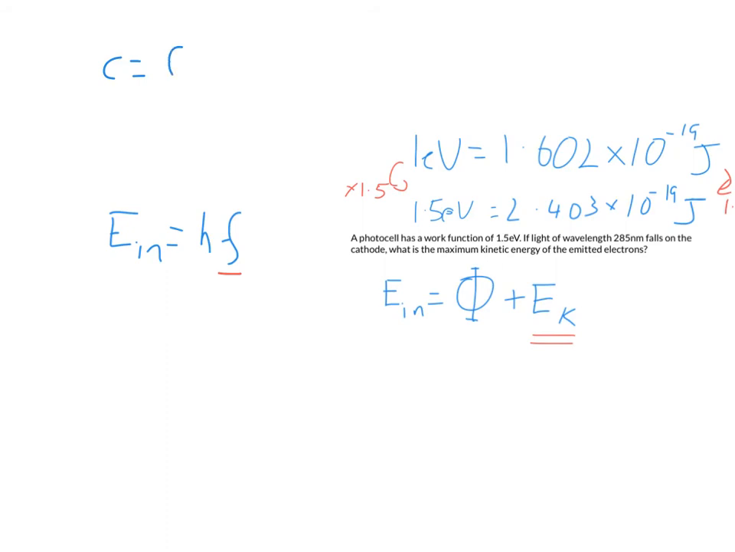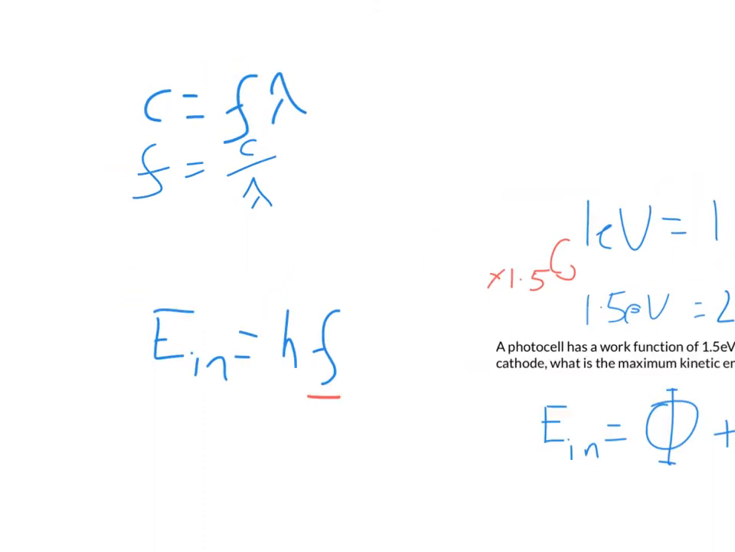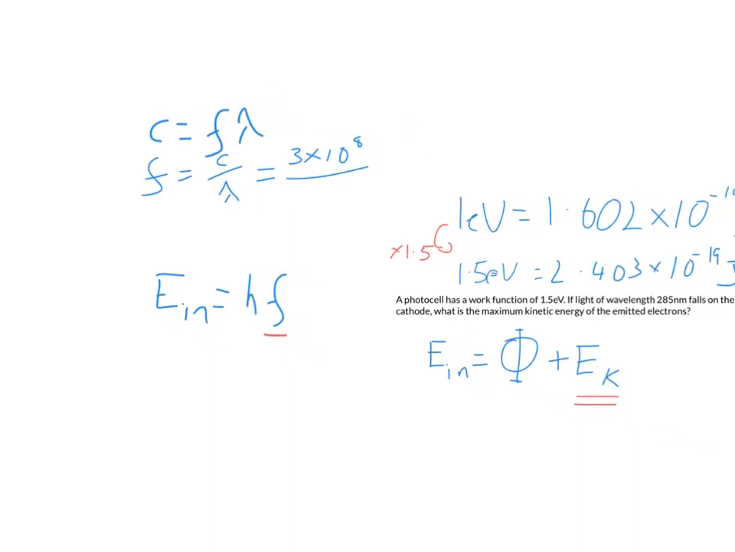The wave speed is equal to the frequency times the wavelength. This formula is hopefully something we're familiar with from when we covered the topic of sound already and other types of wave. If we rearrange this formula for frequency, we get frequency is equal to the wave speed divided by the wavelength. And now we know that for all electromagnetic radiation, wave speed is the same. So 3 by 10 to the power of 8 meters per second. And we're given the wavelength here as 285 nanometers.